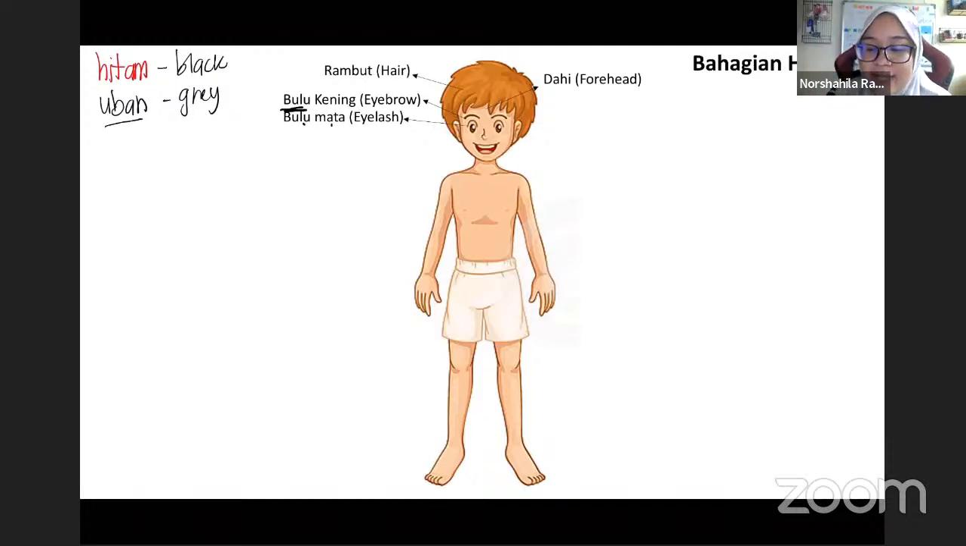Mata is our eyes. So even though we have two eyes, we still call it mata, because normally for body parts we don't make it plural in Bahasa Melayu. As I mentioned to you, to make plural or singular you need to double up. So mata-mata actually means detective. In Bahasa Melayu, mata-mata means detective, mata means eyes.